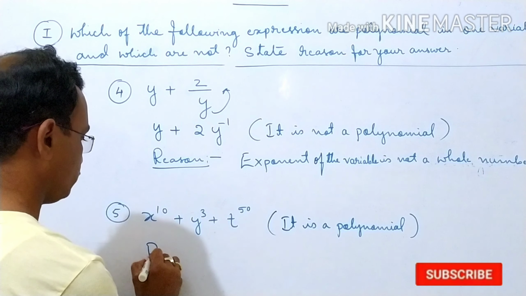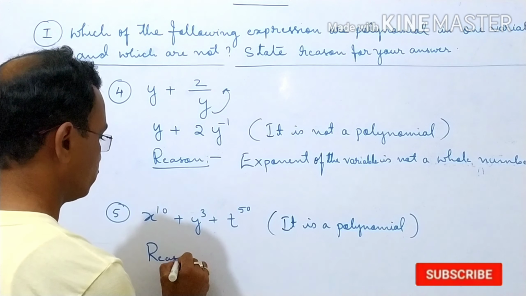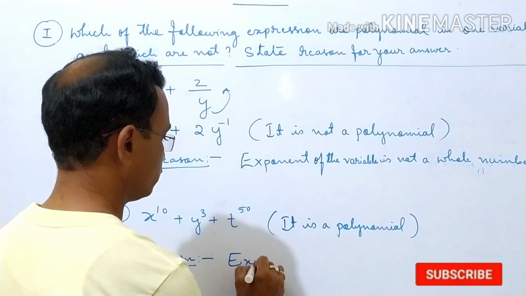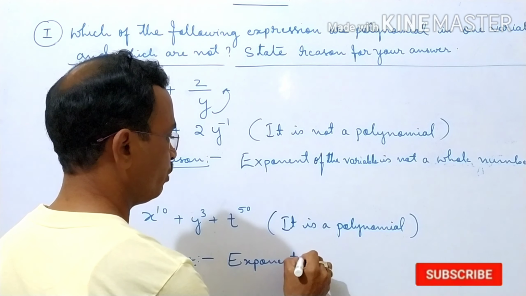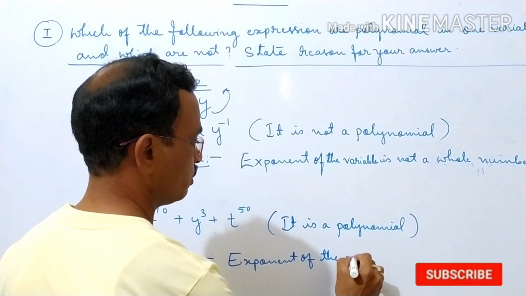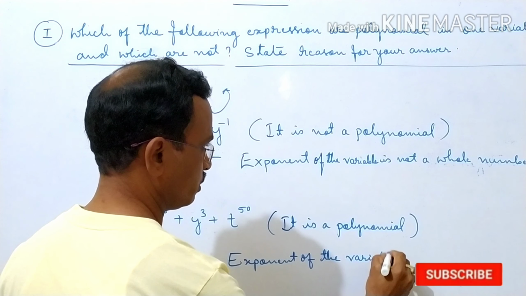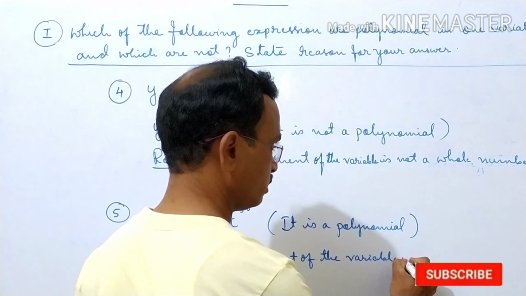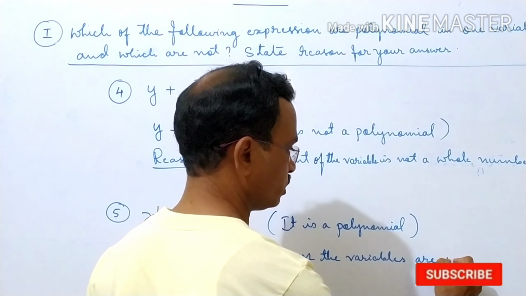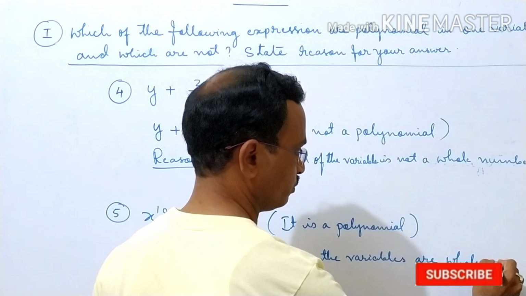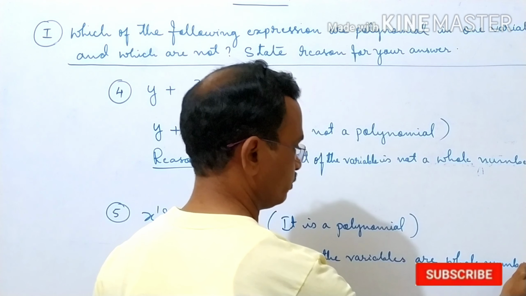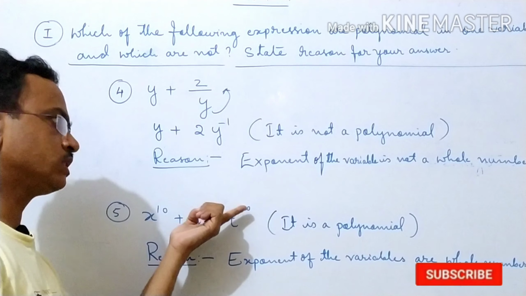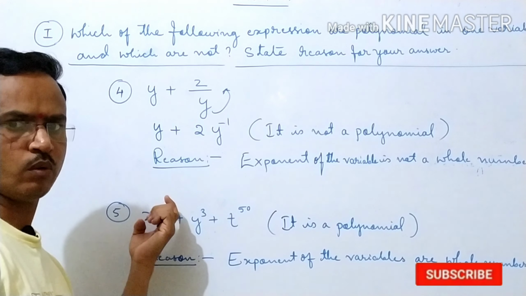Reason: the exponents of the variables are whole numbers. Here all variable powers are positive, whole numbers.